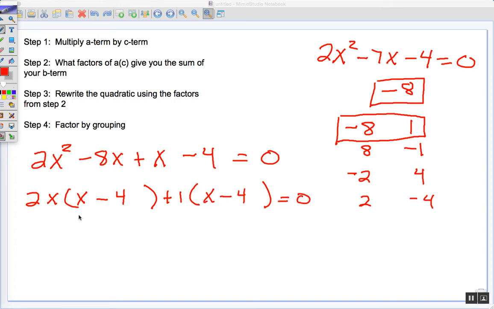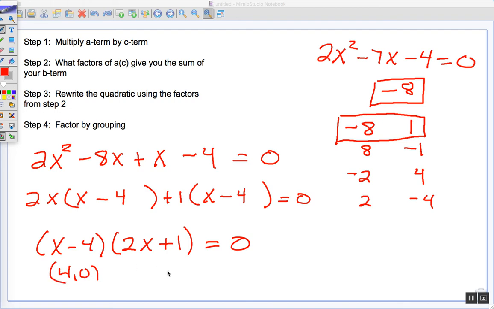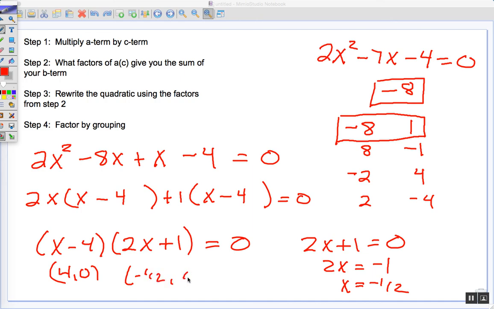So now what's common to both? X minus 4. So I'm going to factor out an x minus 4. And I'm left with 2x plus 1. So if the question is asking you to identify the factors, these are the factors. If the question is asking you to identify the x-intercepts, we would have 4, 0. And again, go ahead and set this one equal to 0 and solve. So 2x equals negative 1. X equals negative 1/2. So negative 1/2, 0.